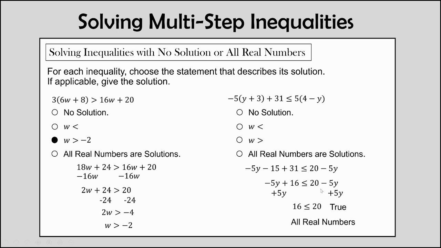That means this inequality, it doesn't matter what you put in place of y. This is always going to be true. So y can be any real number. There is no limit here. It's an infinite group of solutions. It can be any number you want. It'll make it true.